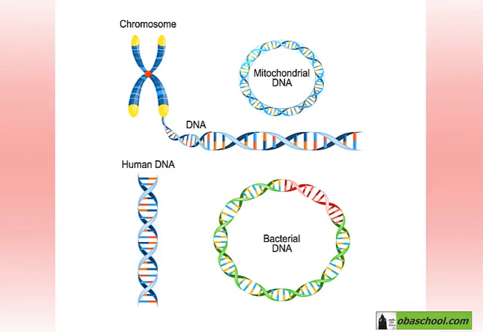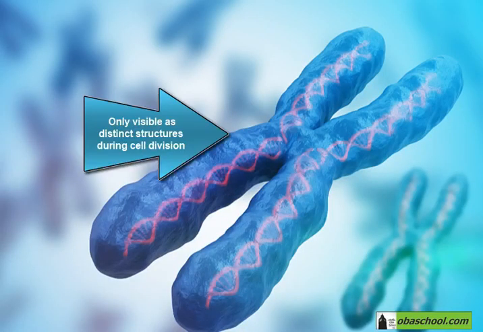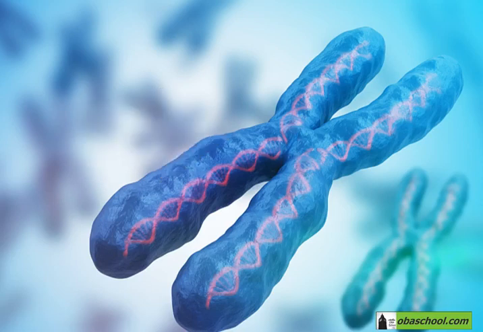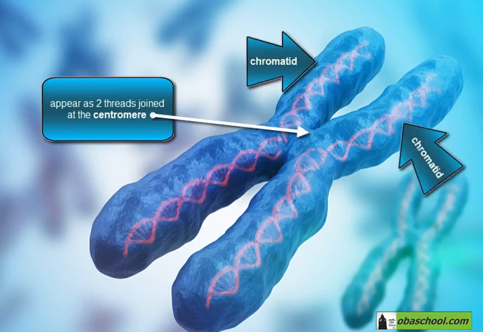So, chromosome structure. Chromosomes are only visible as distinct structures when the cell is dividing. At the start of cell division, they become thick and visible. They appear as two threads joined at one point called the centromere. Every thread is a chromatid. It is a replicated DNA.